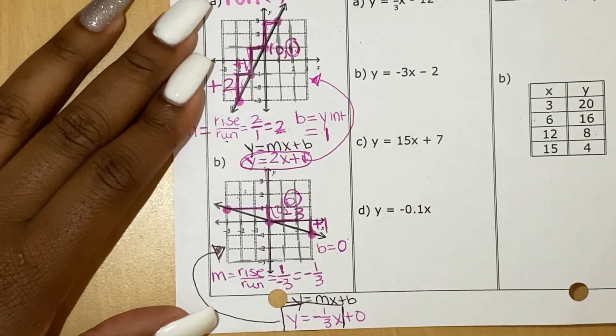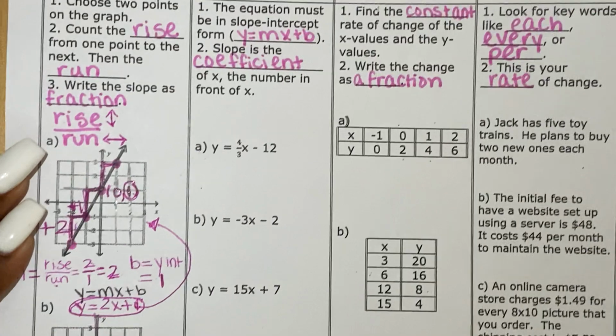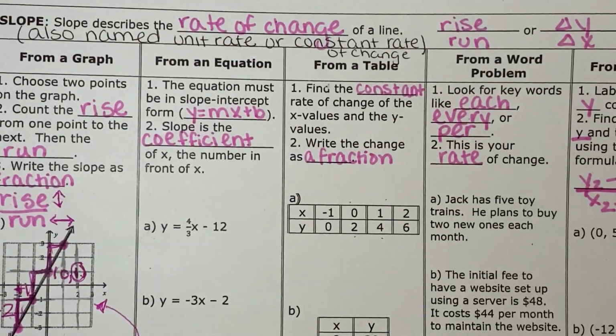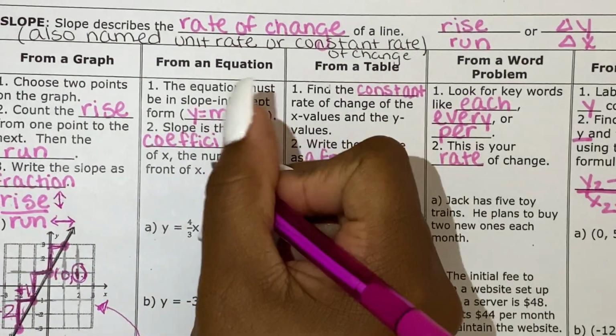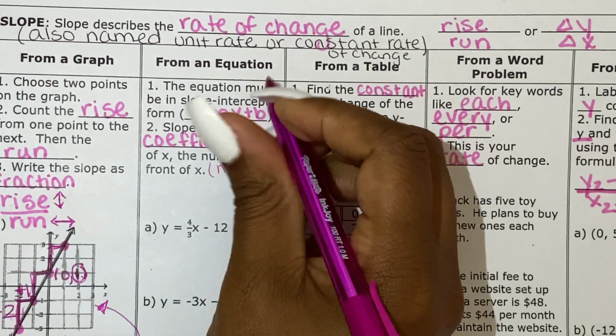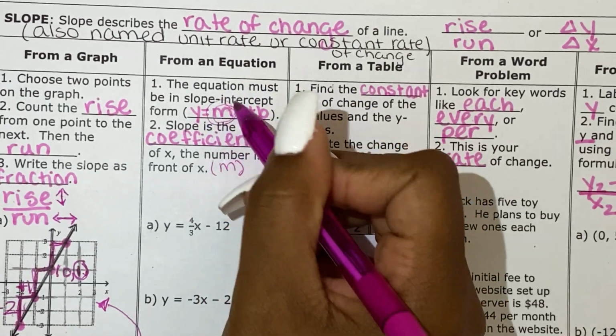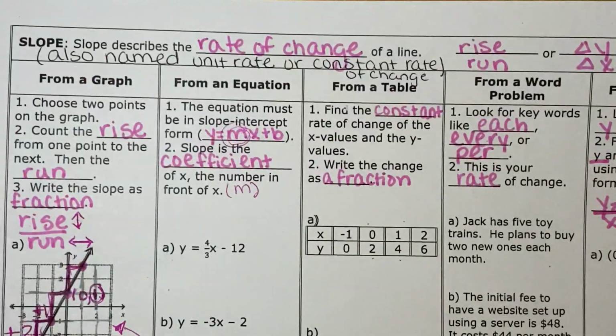Let's look at from an equation. Since we're speaking on equations, how do we find slope from an equation? The equation must be in slope-intercept form first. That's y equals mx plus b. And slope is the coefficient of x, or the number in front of x, okay? The coefficient of x in this case is m. So whatever takes the place of that m right there is your slope.